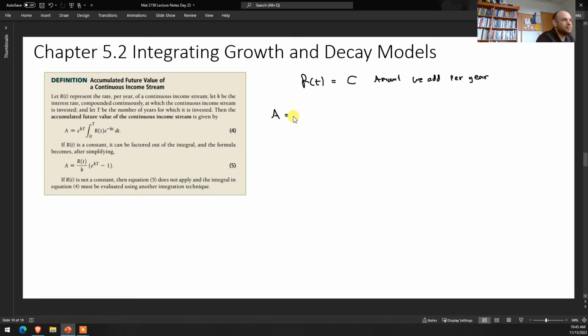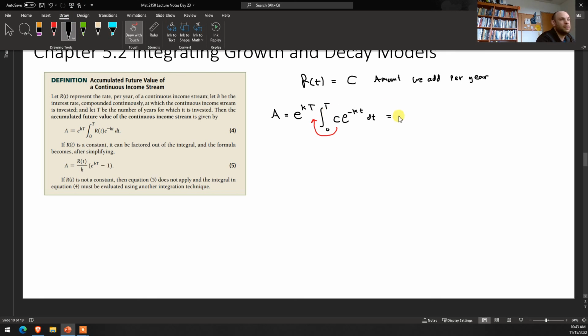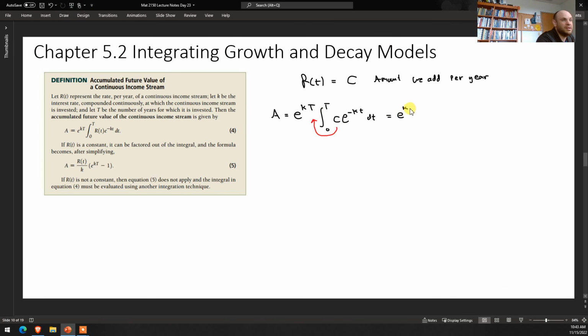Then our integral simplifies a little bit. Instead of R of T, we can have C here, and then we're integrating e to the minus kt with respect to t. So now this constant can come out front in front of the integral sign. And we get e to the k times t, capital T, times our constant c, times this integral, e raised to the minus kt dt.